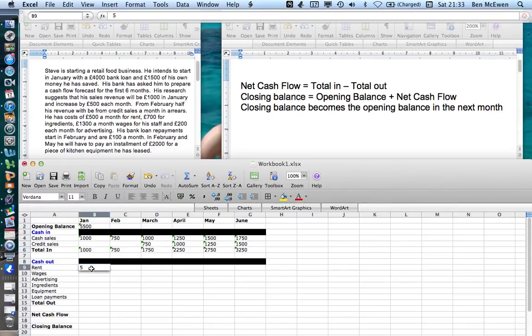So, cash out. Rent is £500. So we go ahead and we fill that in for every month. Wages, £1,300 a month for all of his staff. So again, you should have that for every month on your forecast that you filled in.